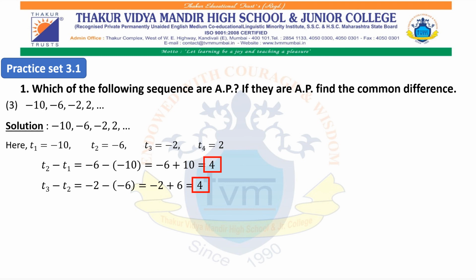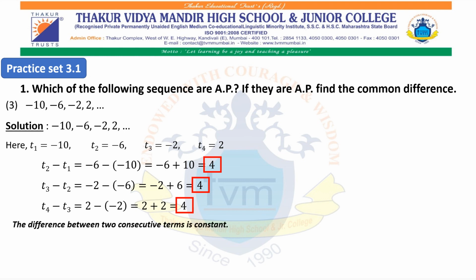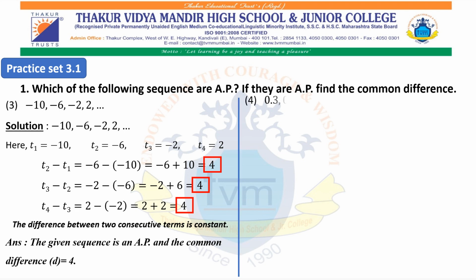Now let us find out the difference between the fourth and the third term. T4 minus T3 equals 2 minus (minus 2) equals 2 plus 2 equals 4. Here also the difference remains constant. We will write: the difference between two consecutive terms is constant. Therefore our final answer will be: the given sequence is an AP and the common difference D is 4.